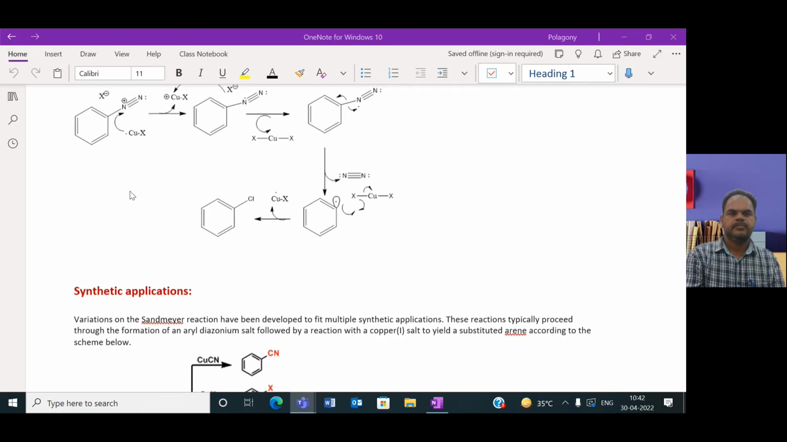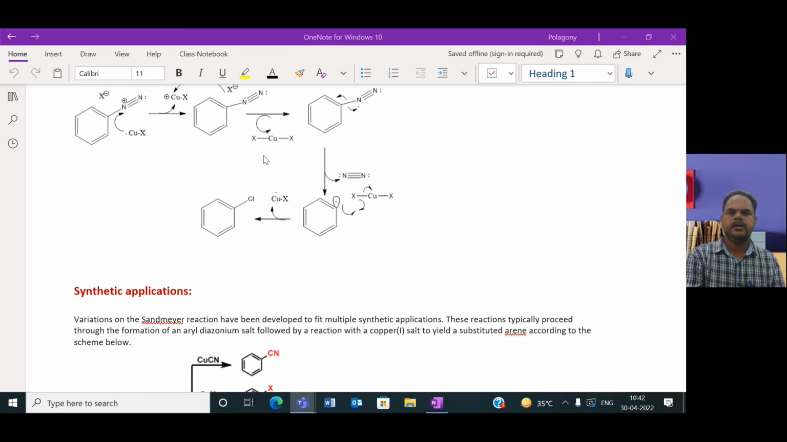And in this mechanism, the cuprous chloride, which is unstable, interacts with the diazonium group and takes up the halogen, forming cupric chloride. When this cupric chloride interacts with the diazonium group, the bond is broken homolytically because of the instability of the diazonium group, and the N2 molecule is formed.